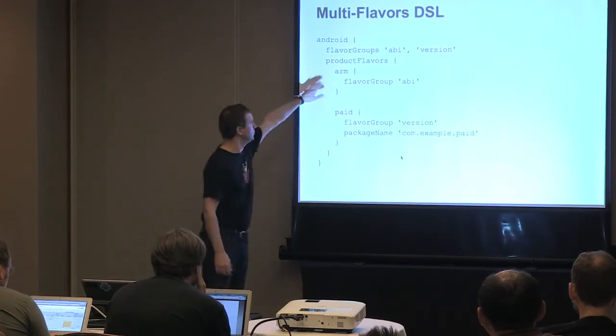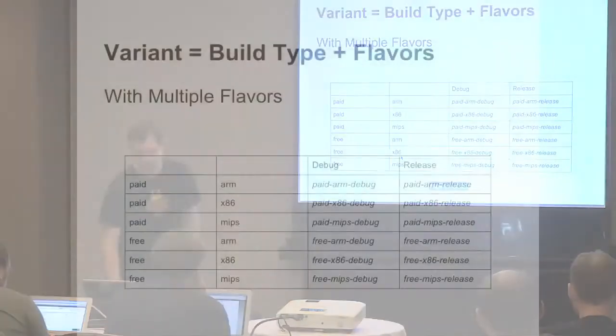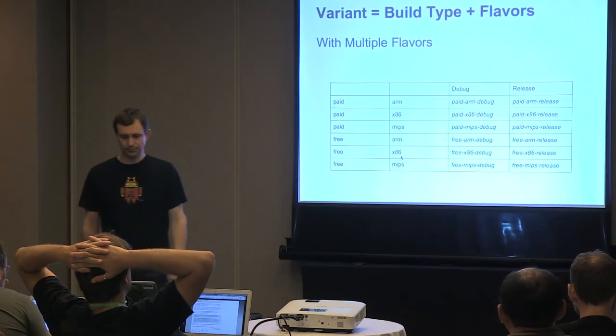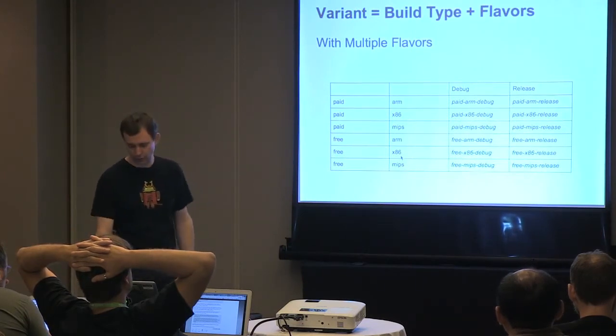It's just an example, right? You would have 3 for those and 2 for those, and then the end result is that. I couldn't do a 3-dimensional thing, so I do a column here, paid with all the 3 APIs, and then free with all the 3 APIs. And same thing for testing, you have a version for each of those.